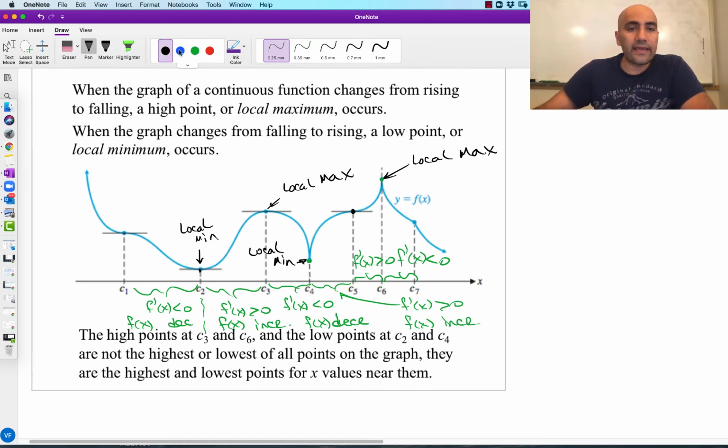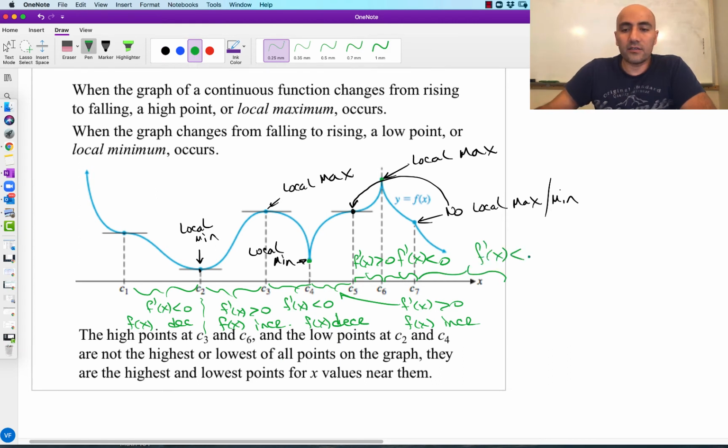This point, again, fails to be local max or local min. So no local max or min at this point. Like this one over here. No local max or min at that point either. Notice that the function is decreasing in this interval, then we get to that point, and then it's also decreasing. There was no change. F prime of x is still negative.